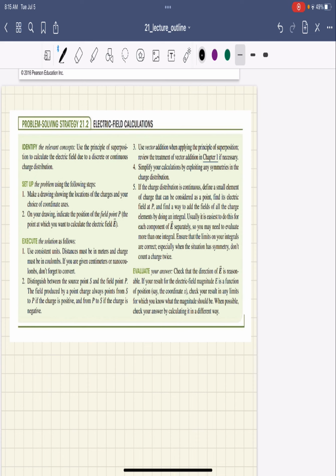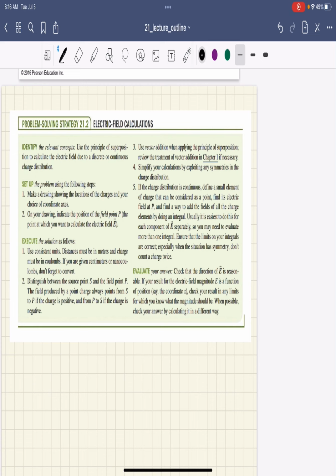Here is the problem-solving strategy for electric field calculation. I will make a drawing showing the locations of the charges and also my coordinate axes. I should have consistent units. Distances should be in meters. Remember, here we are dealing with newtons or newtons per coulomb, so the conversions are really very important. Don't include any centimeters or millimeters. The charges should also be converted into coulombs.